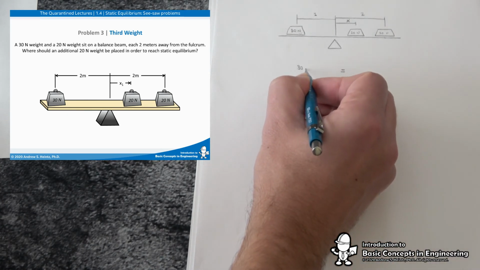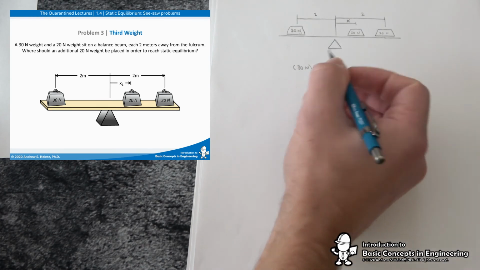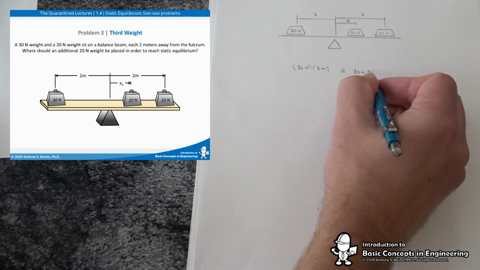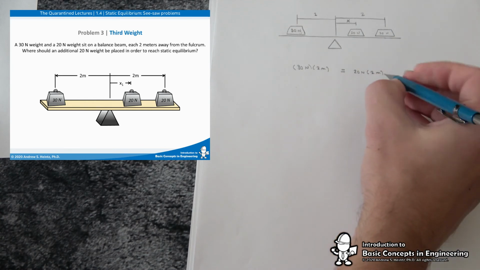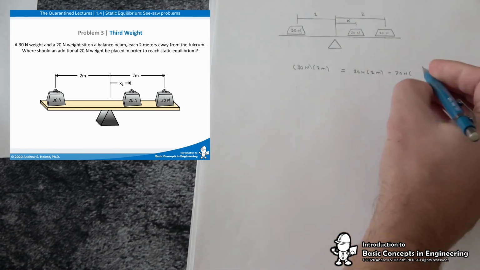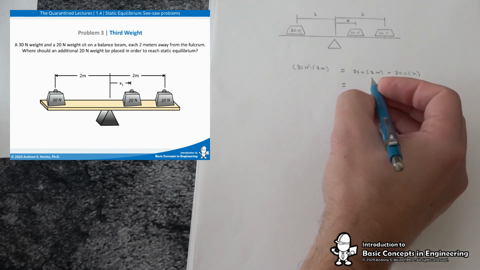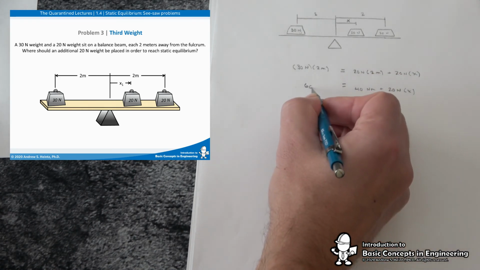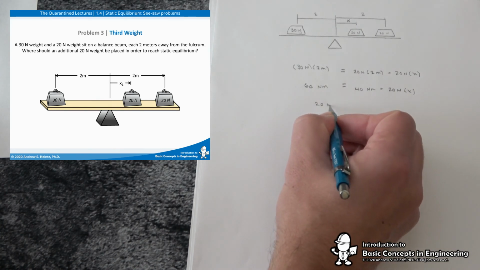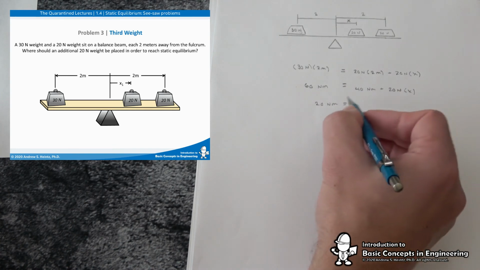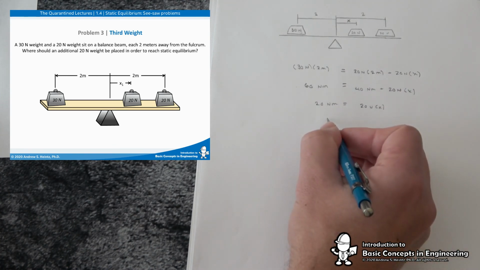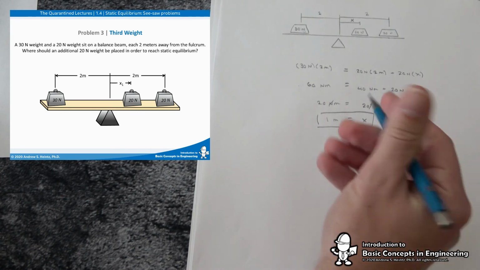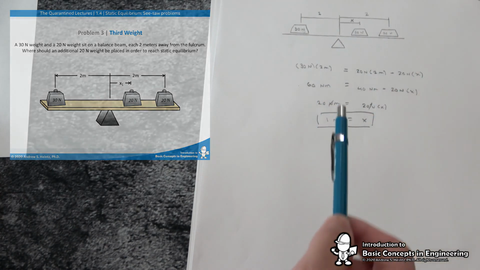So let's do 30 newtons times 2 meters, because that's the 30 Newton weight, 2 meters away from the fulcrum, so the lever there. And now we have 20 newtons times 2 meters, plus 20 newtons times x. And all we have to do now is solve for x. So we have 40 Newton meters plus 20 newtons times x. We have 60 Newton meters here. 20 Newton meters equals, because we brought this to the other side, 20 newtons times x. And we find that 1 meter, canceling the units, equals x. So this 20 Newton weight should be added 1 meter away.